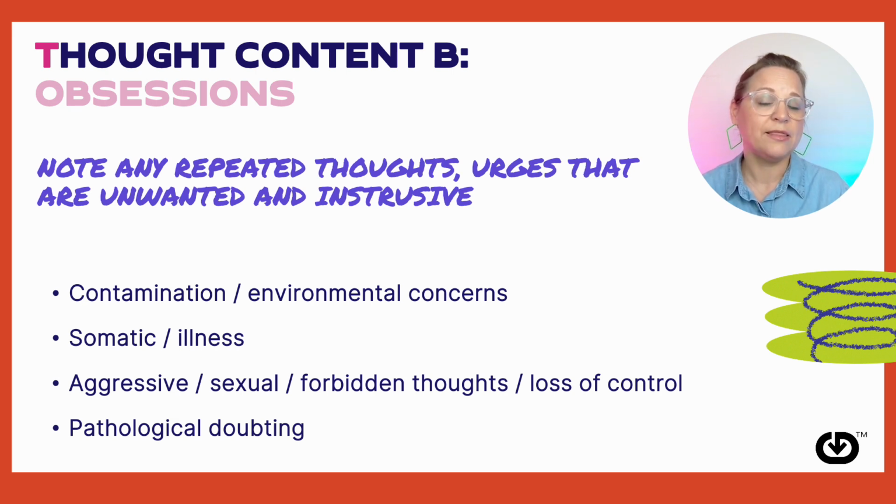And they can have pathological doubting, where they doubt everything that people tell them. So they might have been in a 20-year marriage, but they doubt every bit that their partner loves them, that their partner wants to be with them, that they are wanted. So these are different types of obsessions that patients can have.